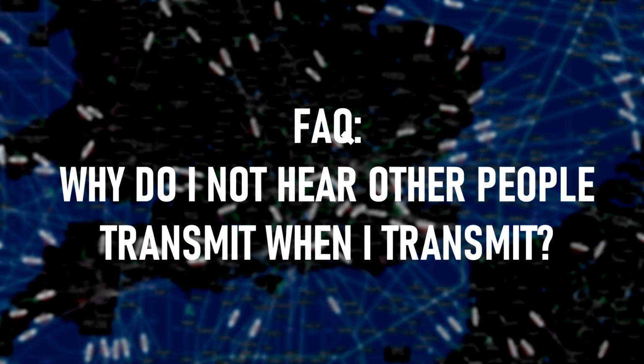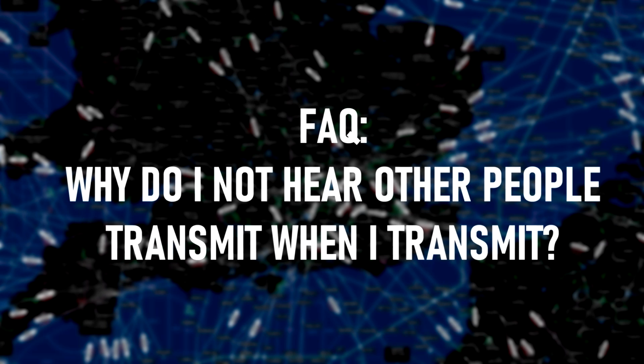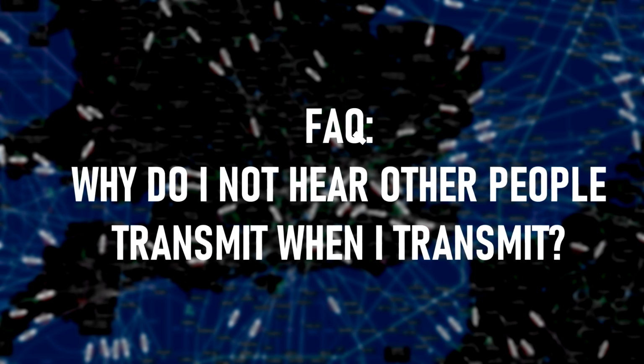Another question can be, why do I not hear other people transmit when I'm transmitting? Now again, that's because VHF and HF radios are half duplex. So previously on VATSIM, in the old system, you would hear all kinds of transmissions going on at the same time while you were transmitting as well. This is not the way it works anymore. If you transmit, you are blocking the receiving or incoming radio transmission, so you will not be able to receive. And that's something you have to keep in mind again.